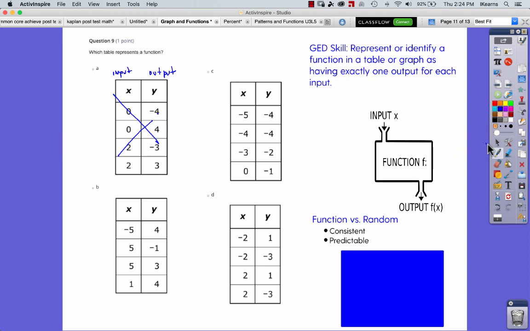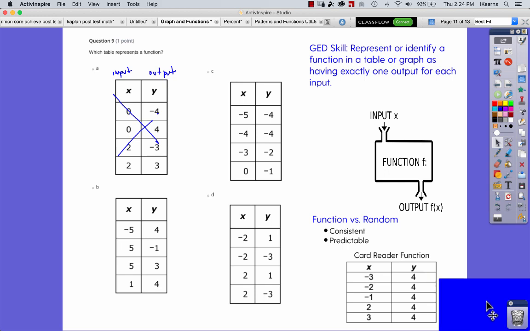So let me prove a point to you down here. What if you had an input-output table like this? What if we have different versions of X, but they all output a 4? Does this work? Is this a function? And the answer is yes, because there isn't a duplicate version of any input. We have -3 and we have +3. The fact that they put out a 4 doesn't mean anything.